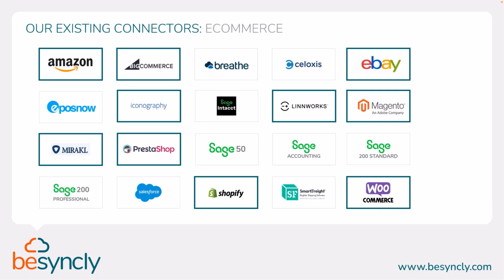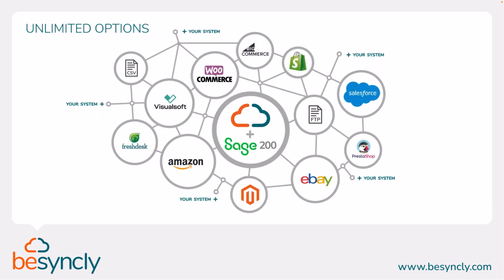And here we have our core e-commerce connectors like Amazon, Shopify, WooCommerce. We believe we have the major 5 in here, being Shopify, WooCommerce, Magento, BigCommerce, and obviously your Amazons and eBays. So as mentioned previously, any connector can connect to any connector to bring a process within Besyncly.